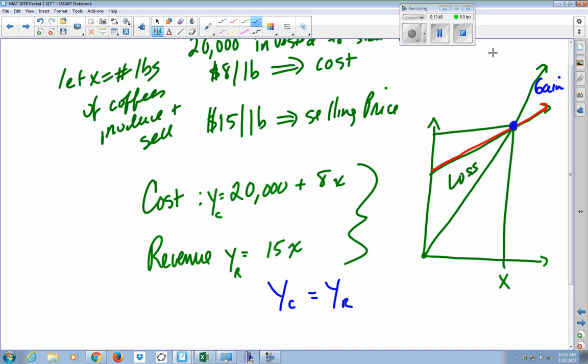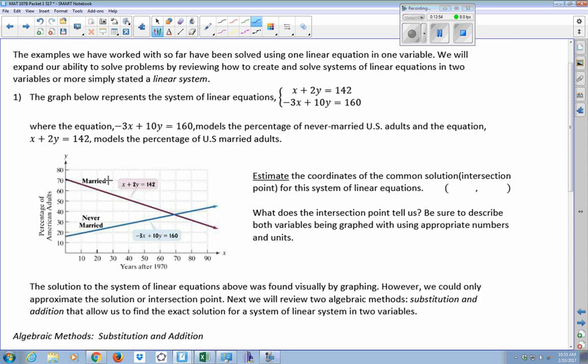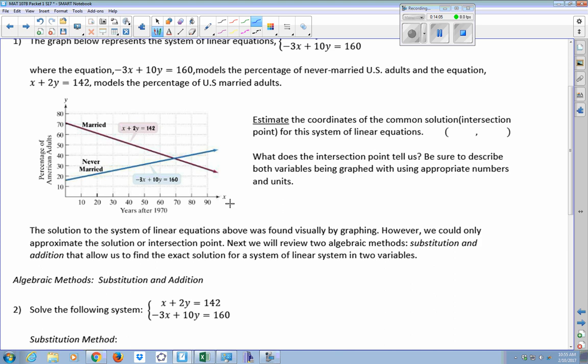Okay. So let's take a quick look here at a system of linear equations. I'm actually going to skip this. This picture is pretty straightforward. It's right out of your book. You can read this in your book. It's just a graph of the percentage of people in the US who have never married and married X number of years out from 1970. It's done in decades. And I'm asking you to estimate this point. That would be the point where your percentage of married and never married were the same, are equal, okay?